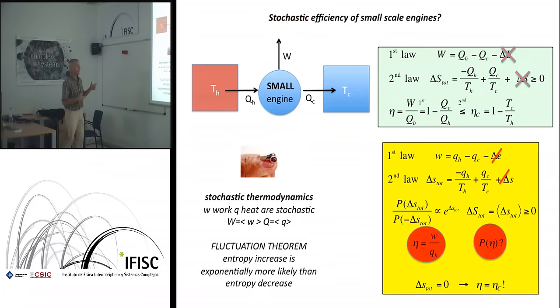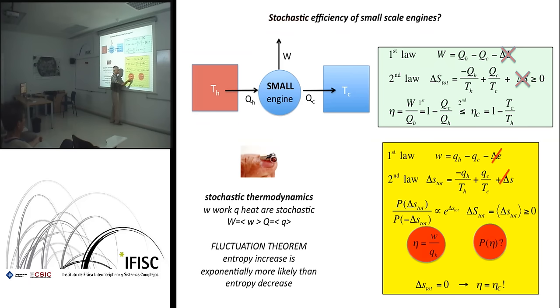And what am I going to do? I'm going to look at the analog of the efficiency, but not the efficiency for a small machine. I have the same, W over Q of H. But this is now a random variable, because this is a random variable, this is a random variable, so I have to talk about the probability distribution. Okay.